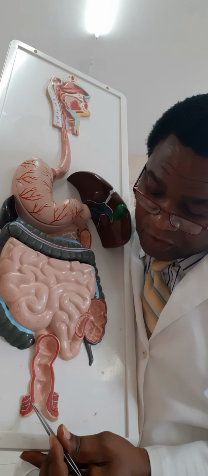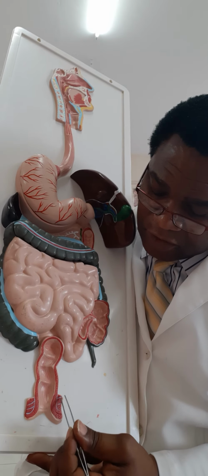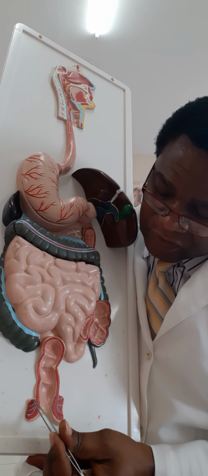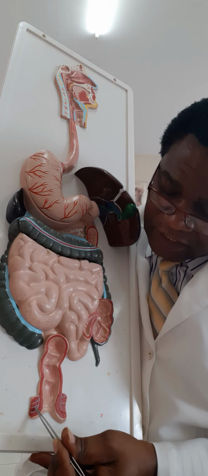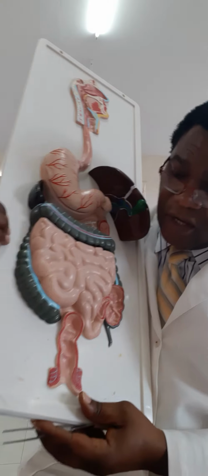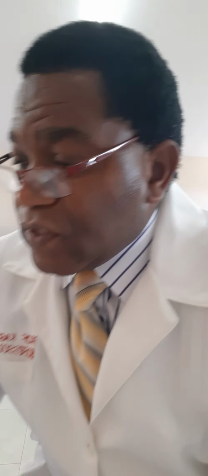Okay, here what we are seeing is the anus just here and the muscles of the anus. Okay, the anal sphincter bands. Here they are. Okay, right. Now, this is a separated model, but let's look at a model which has everything in place.